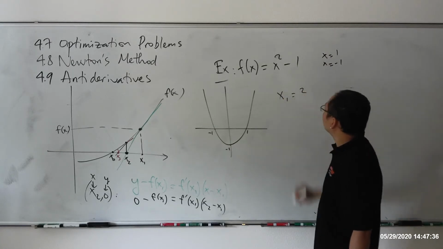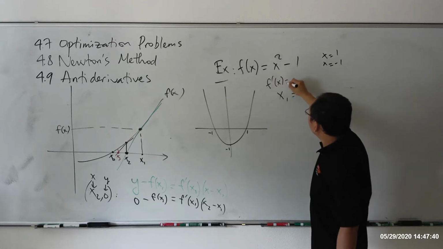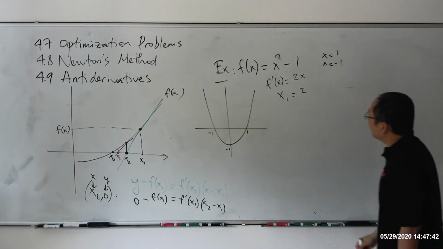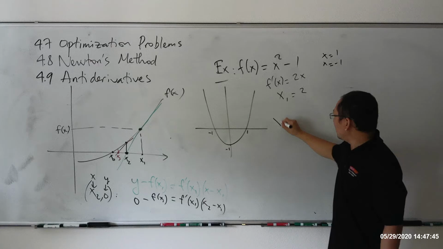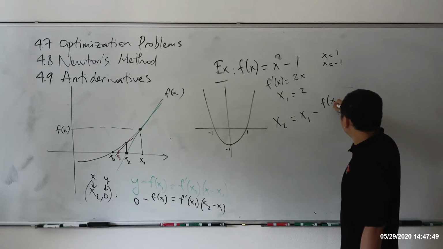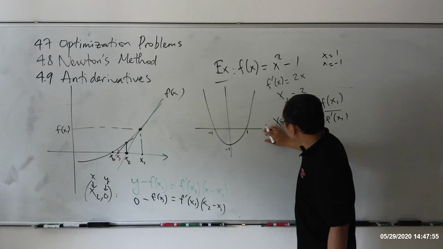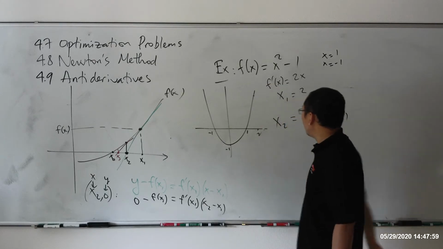x1 equal to 2. We calculate f prime. First of all, f prime of x is equal to 2x, right? All right. So the formula is what? x2 is equal to x1 minus f of x1 over f prime of x1. So we start with the point 2 right here, somewhere right here. And hopefully from 2 we go all the way to 1.